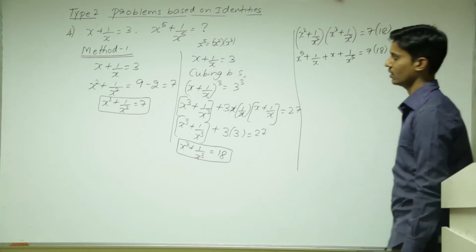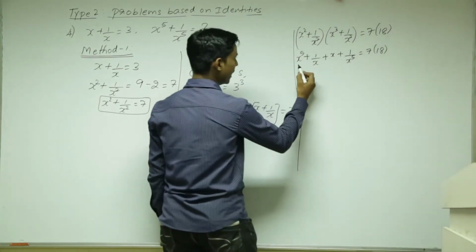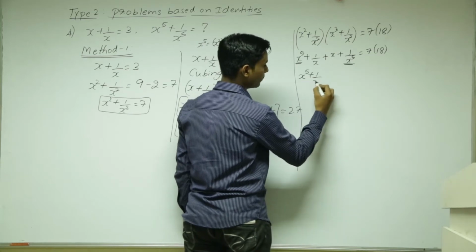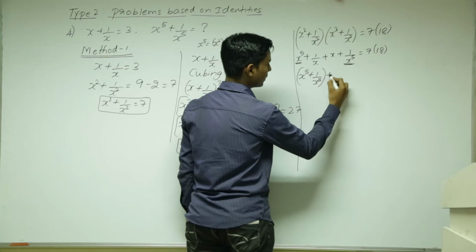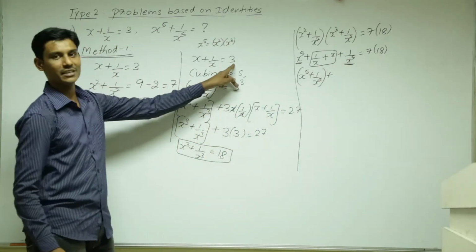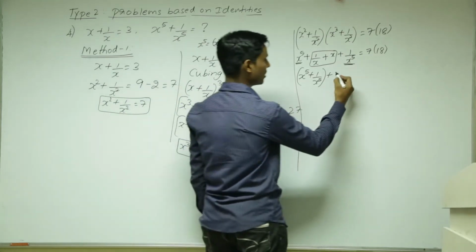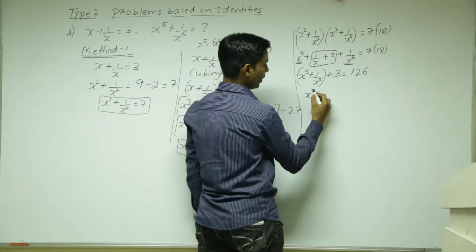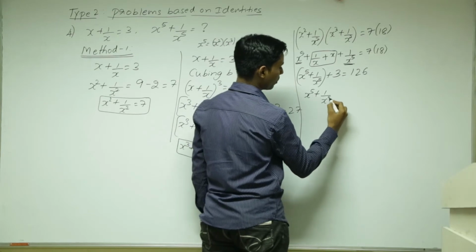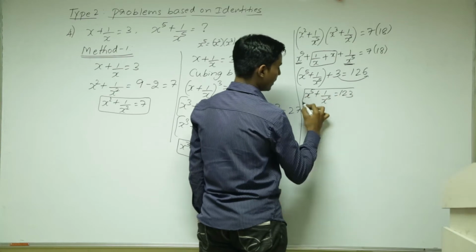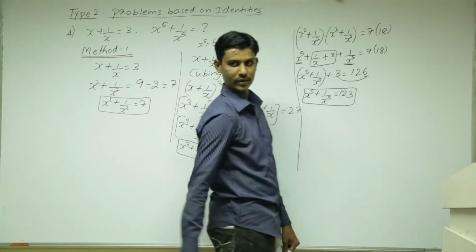Now see here, if I simplify this, x power 5 plus 1 by x power 5 is what I require. I will keep them together, plus x plus 1 by x. What is the x plus 1 by x value? It is given in the question as 3. So this 3 is equal to 18 into 7, which is 126. So x power 5 plus 1 by x power 5 is 126 minus 3, which is 123. Answer for this question is 123.